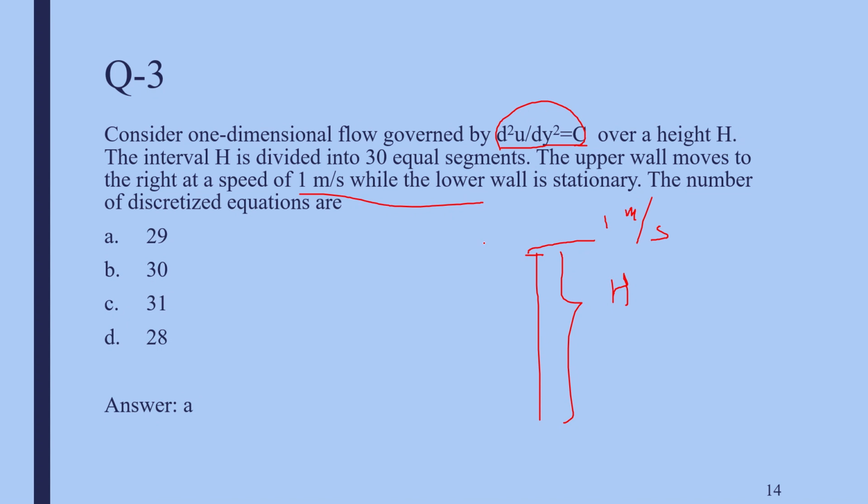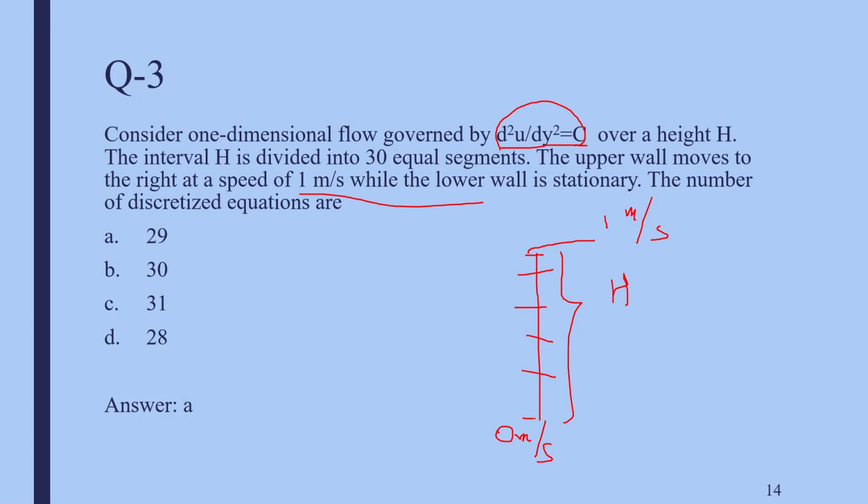And this lower wall is stationary, so it is not moving. We can see it is 0 meters per second. And what is it saying? It is divided into 30 equal segments. So how many discretized equations would we be having?